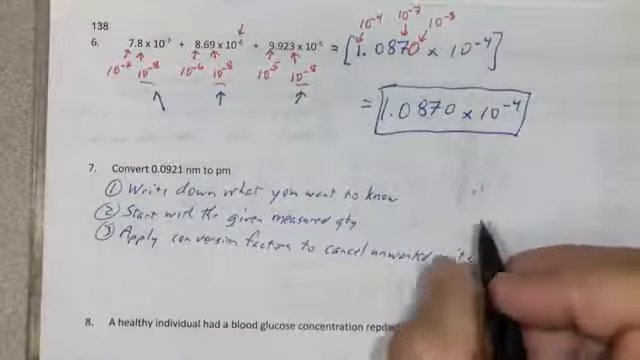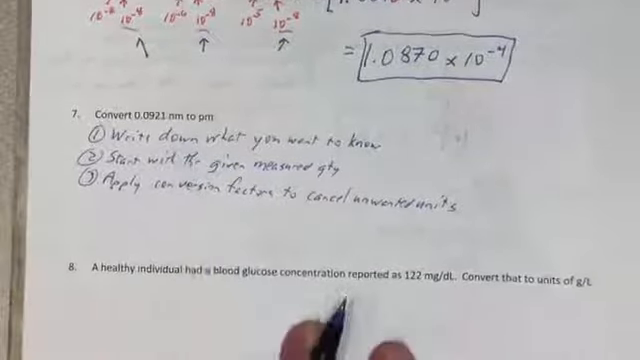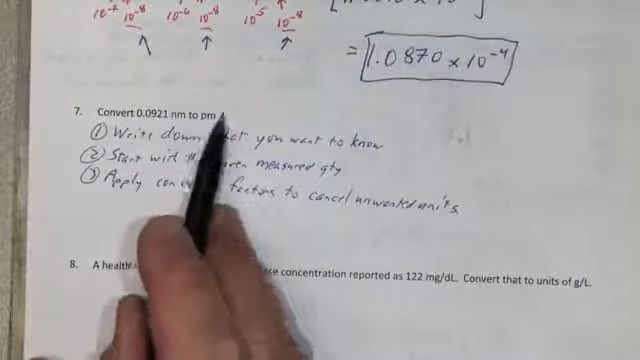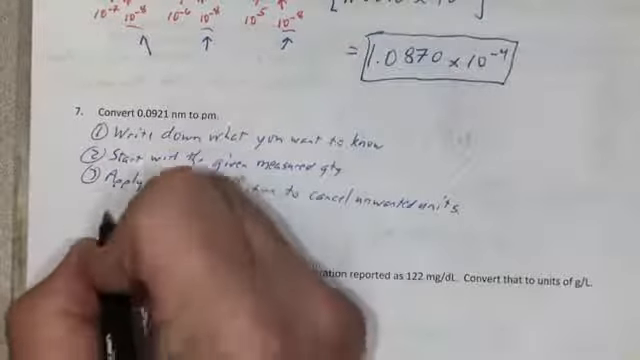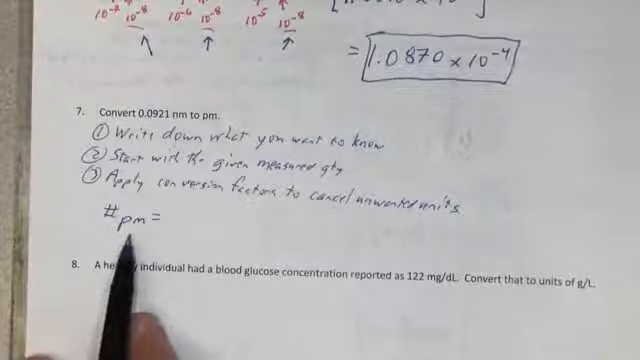Okay, so let's go through this. First of all, write down what you want to know. If you're doing a unit conversion, if you're doing a dimensional analysis problem, where this says write down what you want to know, all that means is look at the unit you're looking for. I'm looking for this. I want to convert this to picometers. So I'm going to write the number sign and the unit picometers on the left side of the equal sign. That's what I mean by step number 1. Write down what you want to know. The number of picometers equals.